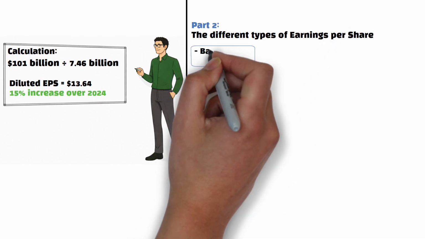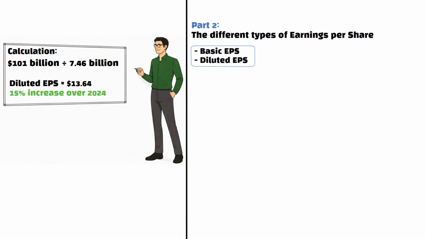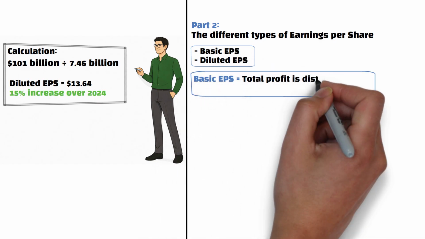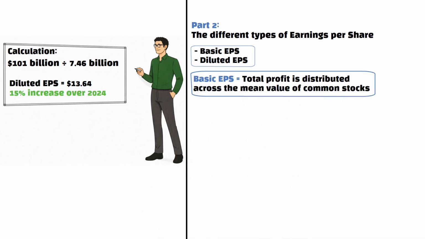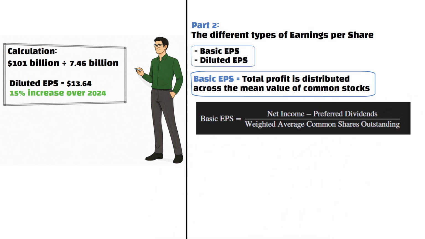Part 2. The different types of earnings per share. There are two kinds, basic and diluted earnings per share. Even though we speak of earnings per share as a single value, companies have two versions. Basic EPS means the total profit is distributed across the mean value of common stocks presently on the market. It operates on the premise that no further equity will be presented down the line. As you can see here, the formula is the standard one used for calculating earnings per share.